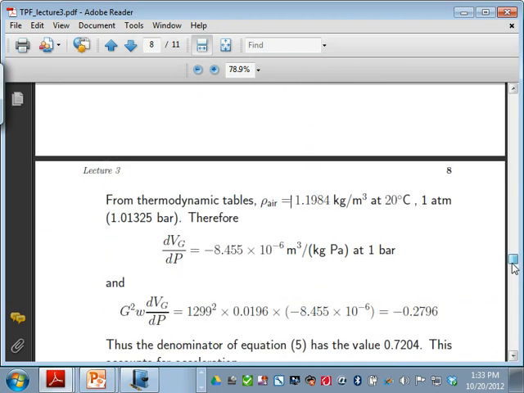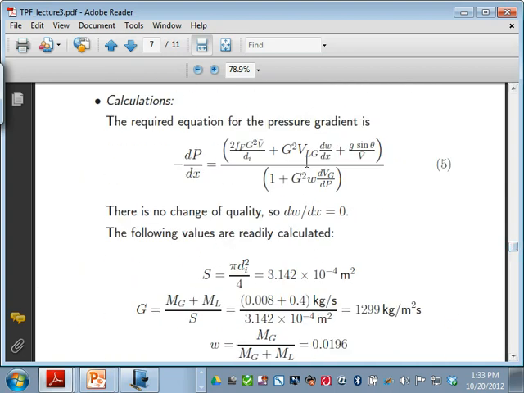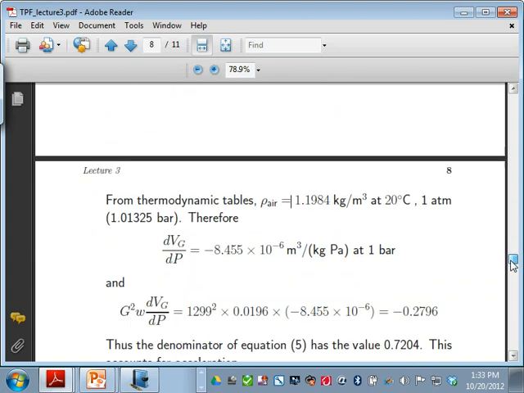So G squared omega dV, this one. They just put the numbers together. This is for the denominator here. And what do they do for the friction factor?